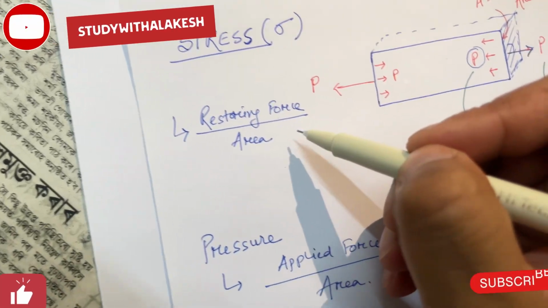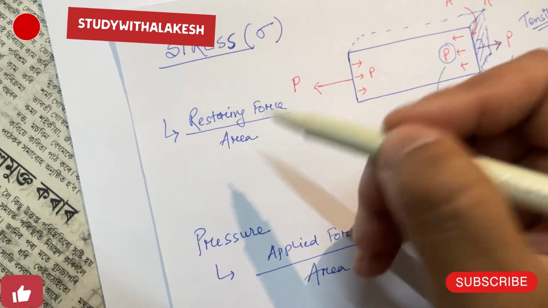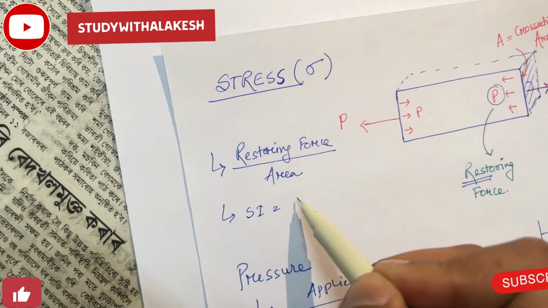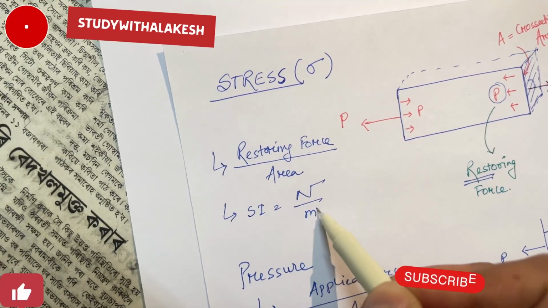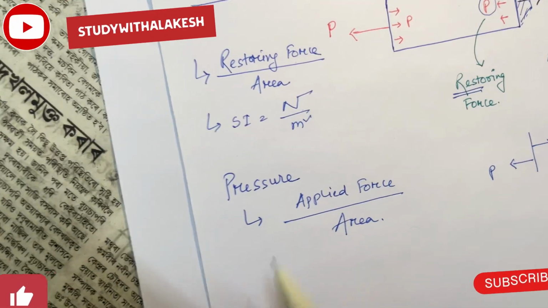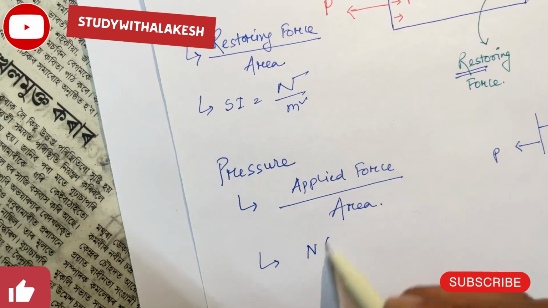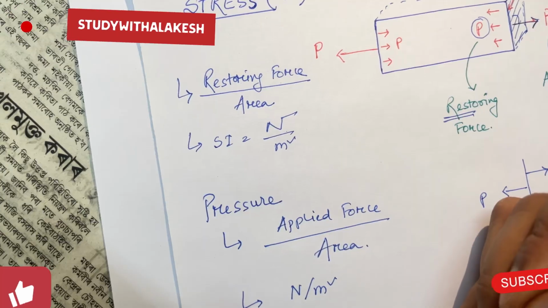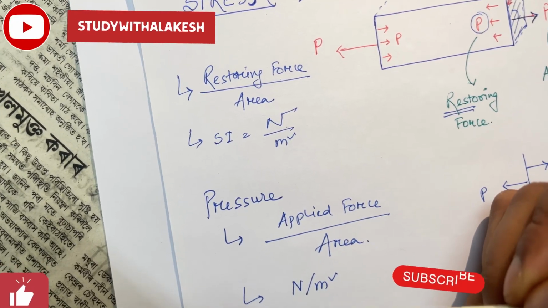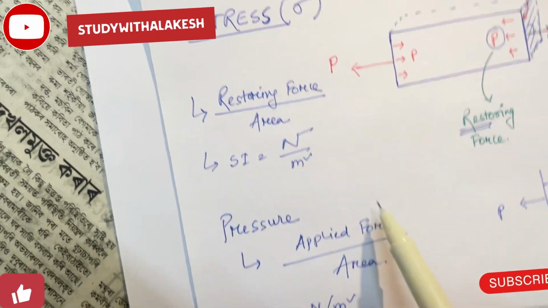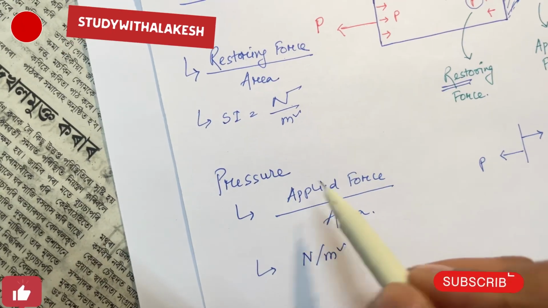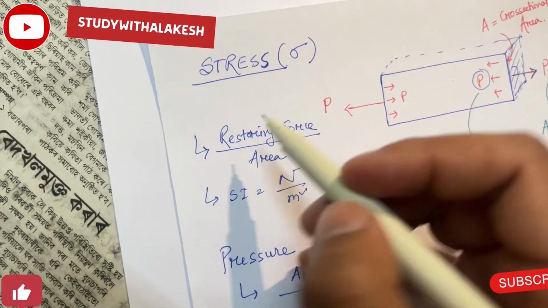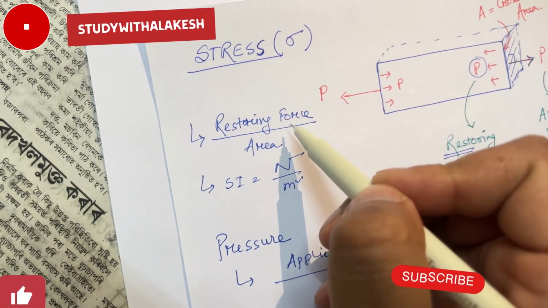Otherwise, if you find out the SI unit, it will be Newton per meter square, and here also the SI unit will be Newton per meter square. So dimensionally both are equal. Are you getting my point? But the main difference is that pressure is exerted by the applied force, and stress is developed because of the restoring force. Are you getting my point?